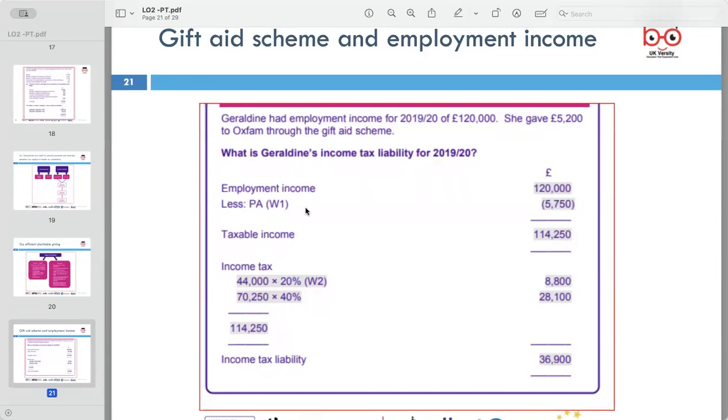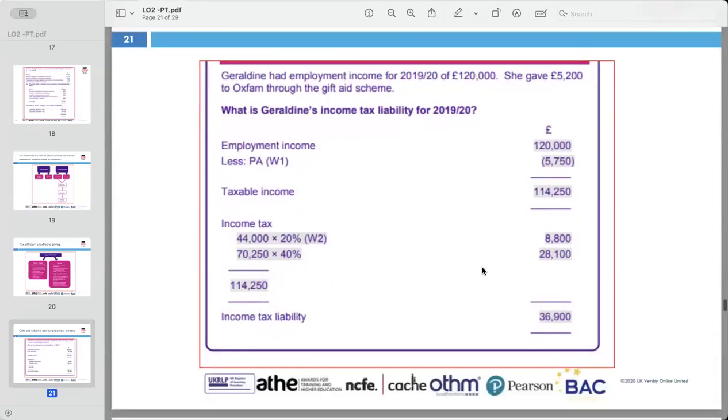Her personal allowance is reduced due to her income and gift aid donation. So after adjusting for the gift aid donations of 5,200 pounds, her revised personal allowance becomes 5,750 pounds. Geraldine's taxable income is calculated as her employment income minus her revised personal allowance, resulting in 114,250 pounds.